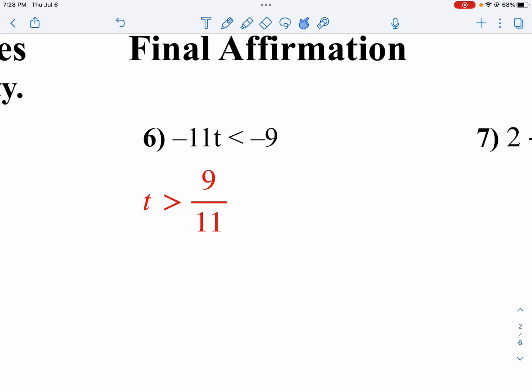Okay, on number 6, I want to get t by itself, so I'm going to divide both sides by negative 11. Now we're dividing by a negative, so I'm going to flip my sign. My 11's reduced, so I get t. A negative divided by a negative is a positive. So we get t is greater than 9/11.